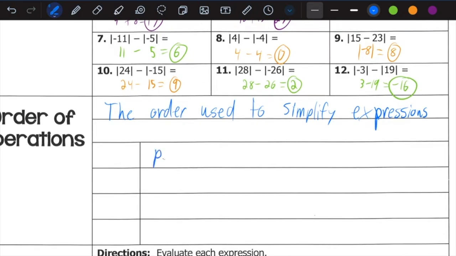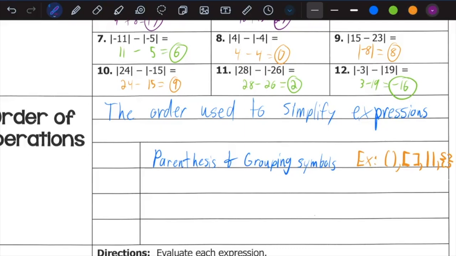So the first step is that you do any parentheses and other grouping symbols. Parentheses are a type of grouping symbol. Some examples of grouping symbols would be parentheses, brackets, absolute value bars, and braces. So we do everything inside of those first. And so we're going to use the capital letter P for parentheses.